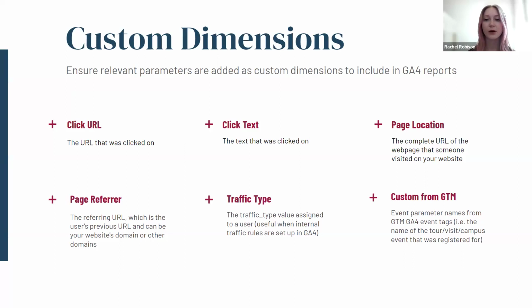For example, we often will see a single GA4 event for tour registrations. However, there's many different types of tours that they may be registering for. You may have a unique parameter name that you call tour name, and then you would add that in GA4 as a custom dimension called tour name. So you can pull in that additional context when you're reviewing these events.